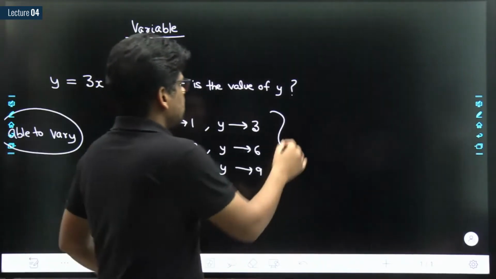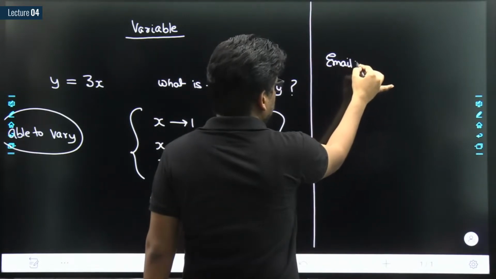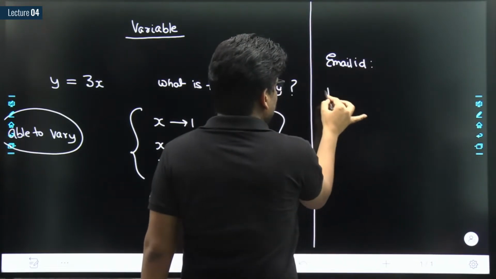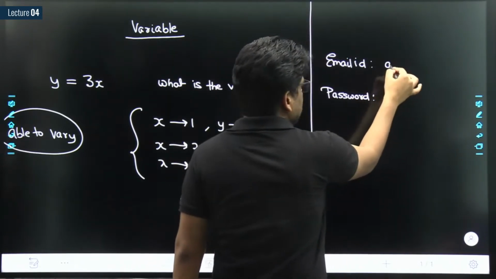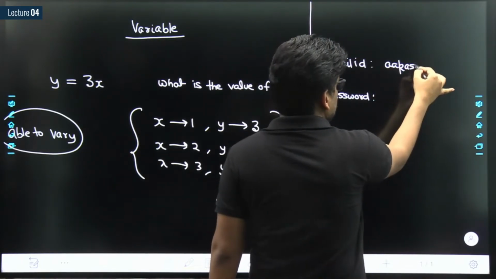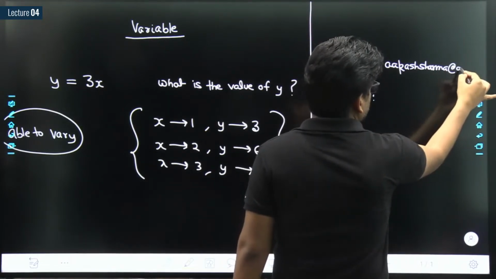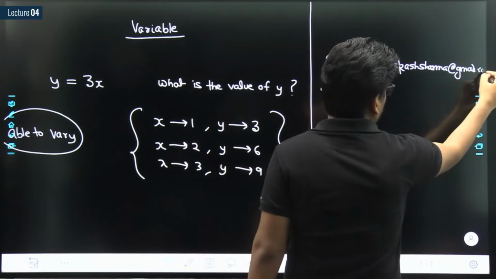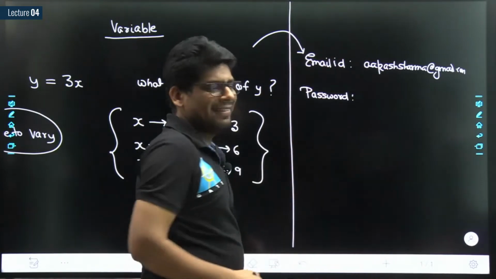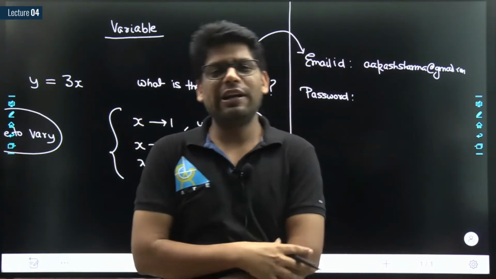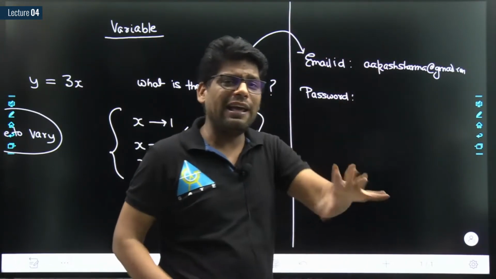Okay. Sir, there is something called as email ID. And the second thing is password. Let us suppose my email ID is AAKASH SHARMA@gmail.com. Sir, can I change this email ID? Sir, this will remain same for entire life. This remains same for my entire life.